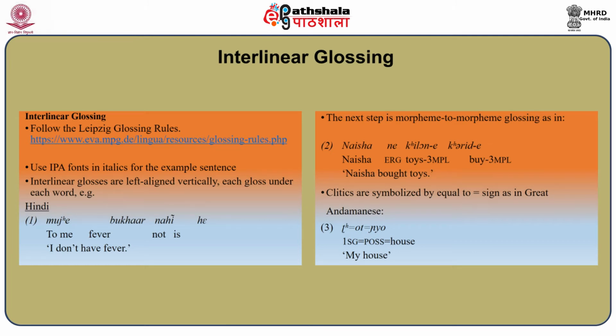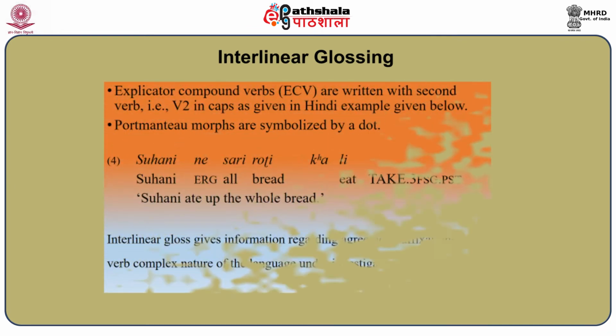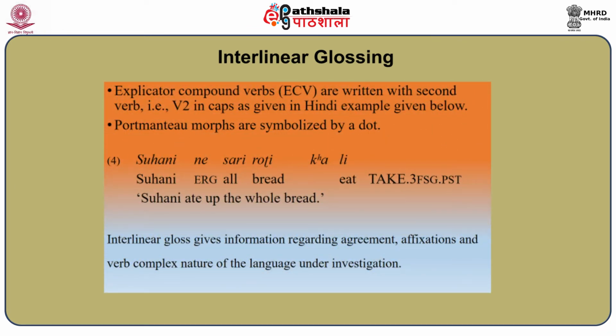Tho is first person singular. Oath is a possessive marker. New is house. My house. This is inalienable possession, because the house you live in is not considered a separable or alienable possession, and hence there is a body class marker oath attached to it.